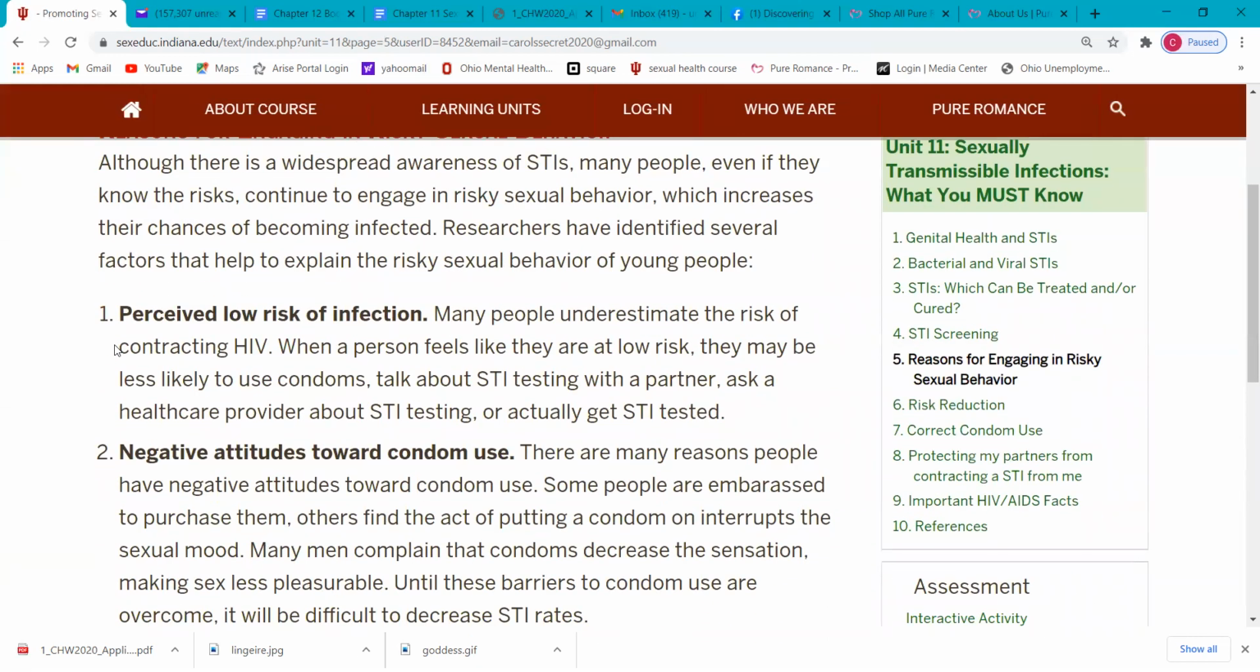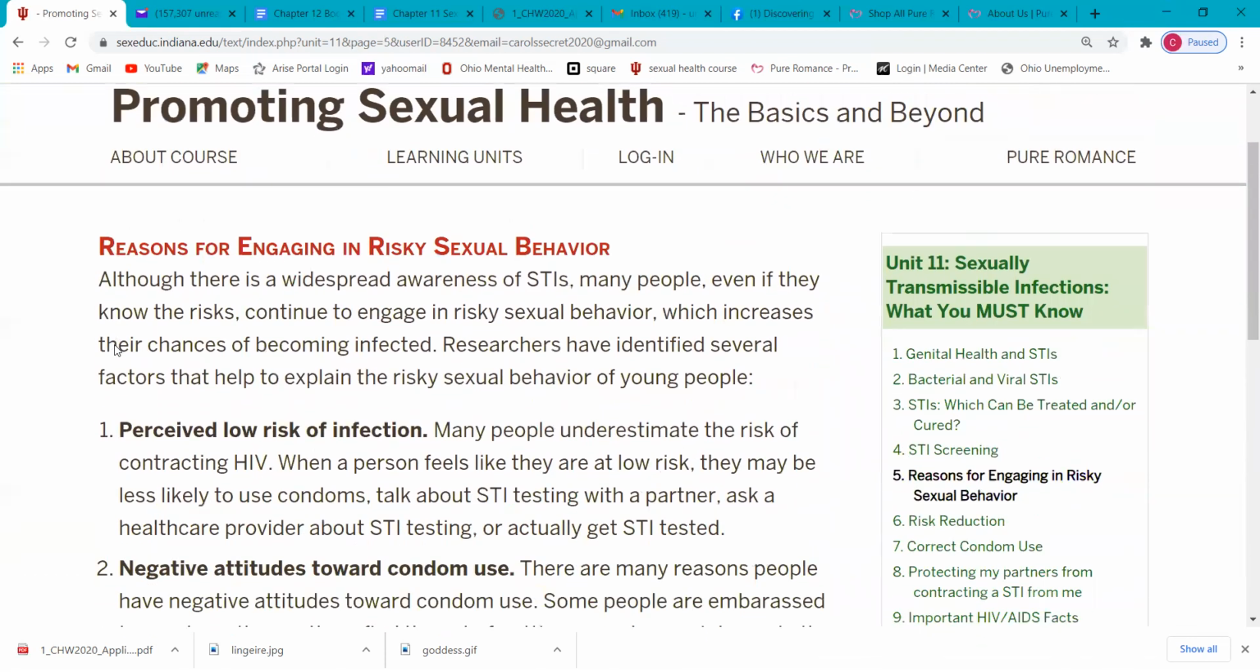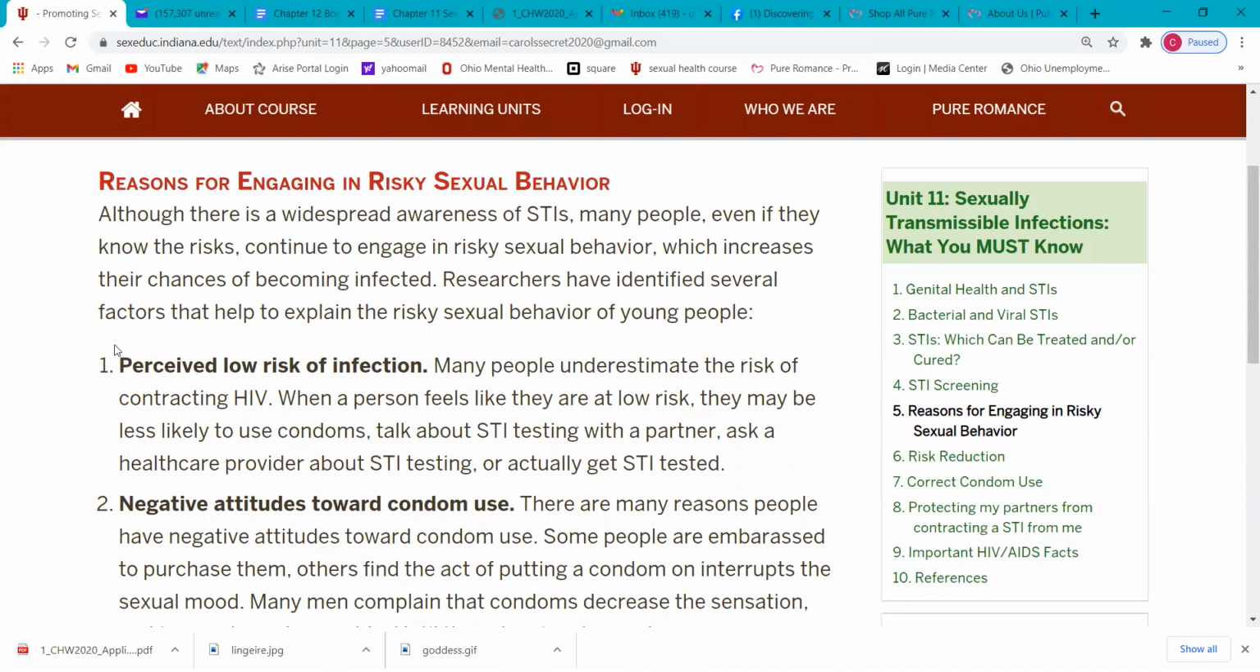So we are on reasons for engaging in risky sexual behavior. Although there's a widespread awareness of STIs, many people, even if they know the risk, continue to engage in risky sexual behavior, which increases their chances of becoming infected. Researchers have identified several factors that help to explain the risky sexual behavior of young people. First of all, perceived low risk of infection.